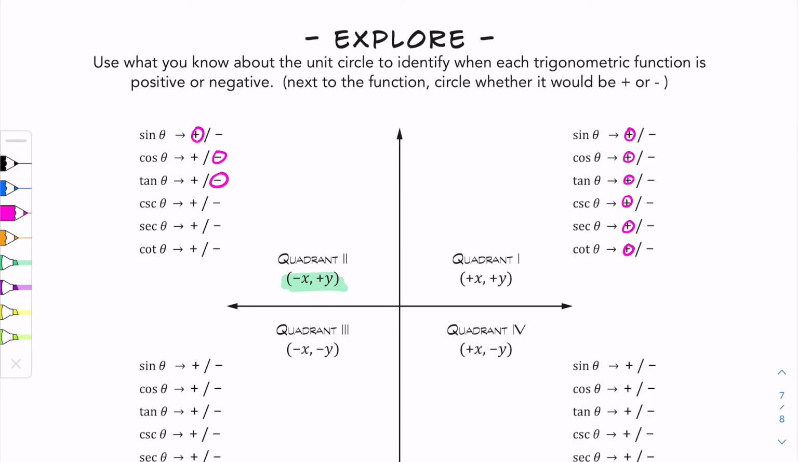Cosecant is 1 over y. Your y value is positive. 1 over positive will be positive. Secant is 1 over x. X is negative, so secant will be negative. And cotangent is x over y, which is negative over positive, or negative. So notice here that your sine and your cosecant, which we already know are paired together, are the only values that will be positive.